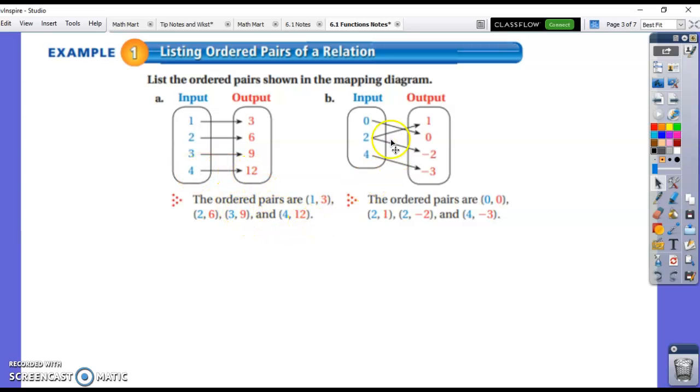But now if you look over at B, we have 0 and there's an arrow and it goes down to 0. So 0, 0. Then I have 2 and one of the arrows goes to 1. So 2, 1. But then I also have another arrow that goes to -2. So that would be a separate ordered pair. It'd be 2, -2. And then we have 4 to -3.